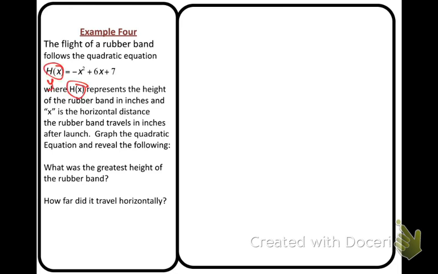And remember that the y-axis goes up and down. So the height, the up and down, represents the height of the rubber band in inches, and x is the horizontal distance the rubber band travels in inches. So each one of these is going to be considered 1 inch on the x-axis. So graph the quadratic equation and reveal the following. What was the greatest height of the rubber band and how far did it travel horizontally?